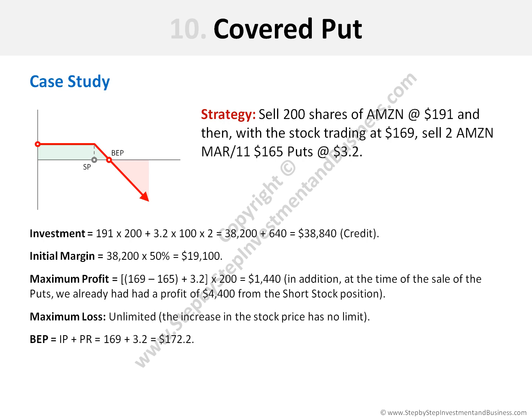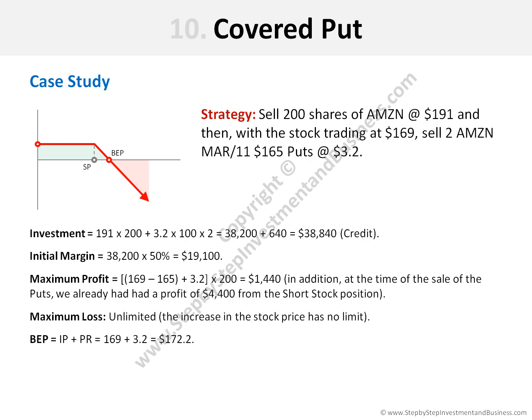The initial margin required is equal to 50% of the value of the short sale, that is $19,100. The puts sold are covered by the short shares. The maximum profit we can make is equal to the stock price at trade initiation, that is, at the time of put sale, minus the strike price, plus the premium received, multiplied by the number of shares. That is $1,440. In addition, at the time of the sale of the puts, we already had a profit of $4,400 from the short stock position.